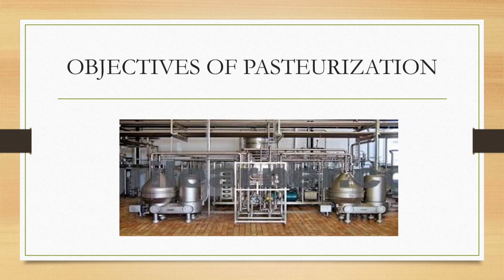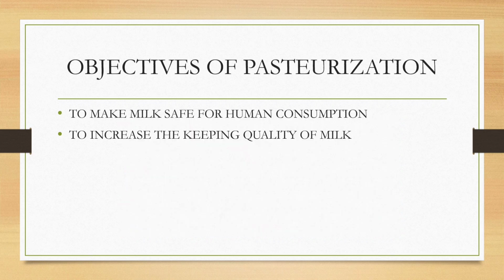Here, some particular objectives of pasteurization are the same as we discussed. It keeps the milk or any product safe for human consumption. That is a major criterion in any kind of process. It also increases what? The keeping quality of milk. When the keeping quality of the milk is increased, the storage can be increased and the shelf life can be increased. Thus, it pertains to what? The consumer's expectation. So this is one of the objectives of pasteurization.